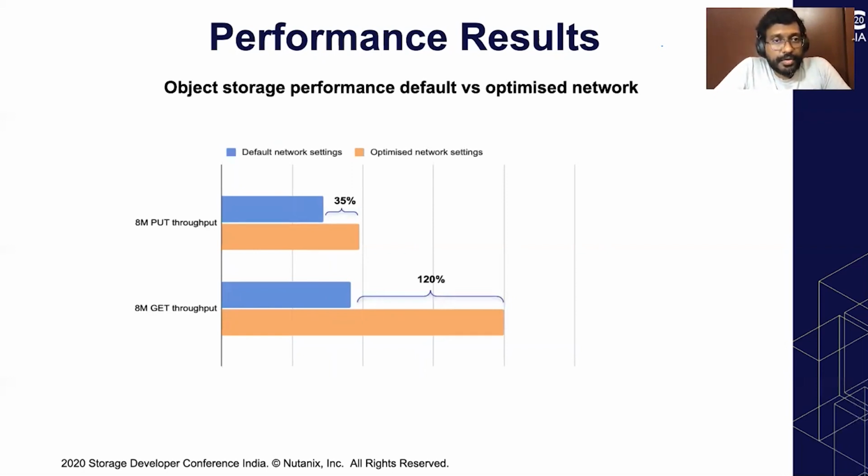The next slide shows the object storage performance improvements with the optimized network. Here we are doing 8 megabyte puts and gets at a high concurrency, and the throughput improvement for puts is around 35%, and for gets it's around 120%. By applying the network optimizations, we are able to move the bottleneck from network to storage and consume the storage bandwidth available in the cluster.